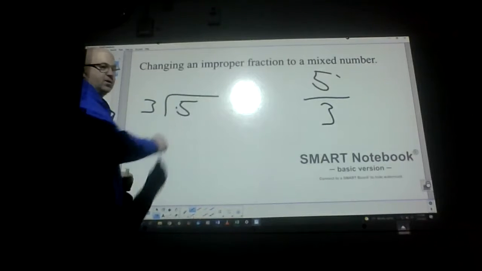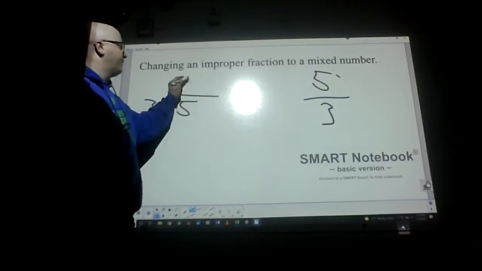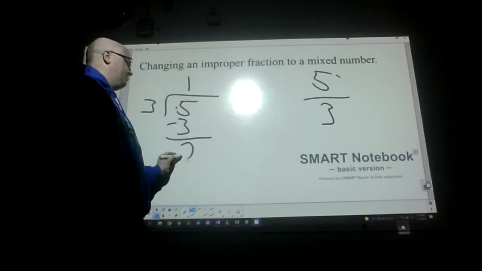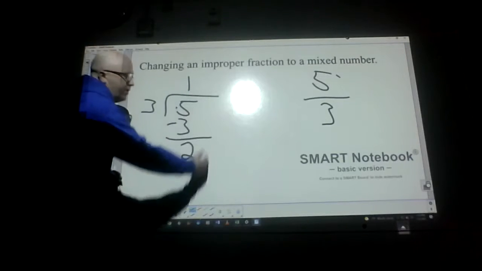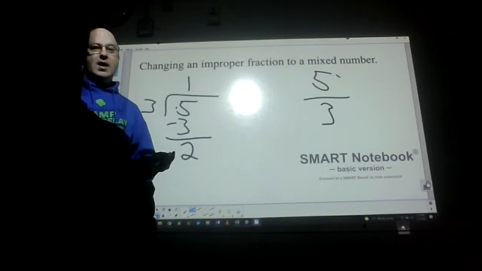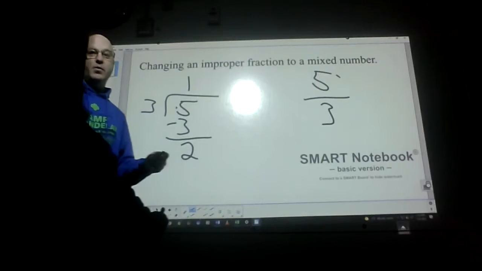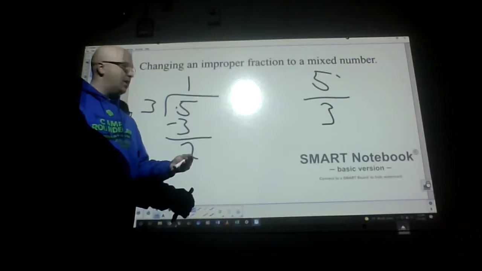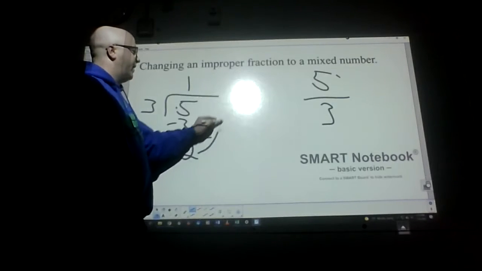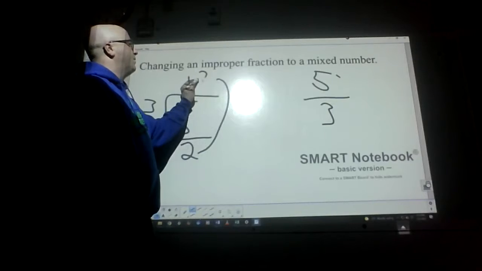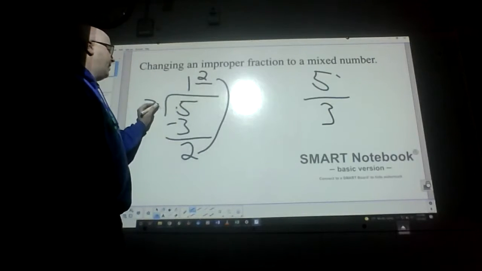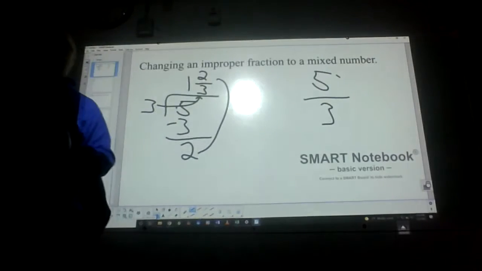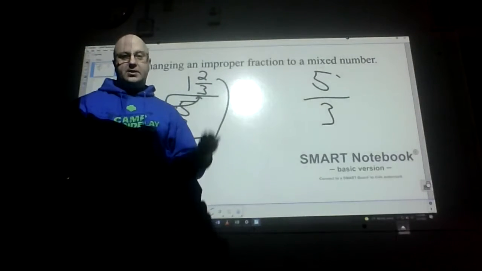So we know 3 goes into 5 one time. 1 times 3 is 3. We do our subtraction. 2. We have no other numbers to bring down. Now all we do is we write our remainder, but we don't write it as a remainder. We write it as a mixed number. So again, that slides up to become our numerator, and our divisor slides up and over to become our denominator. Now we have a mixed number.